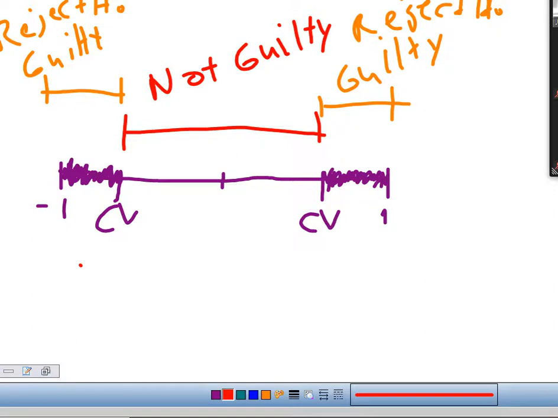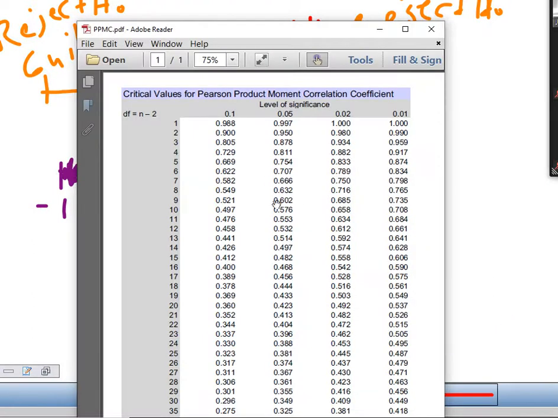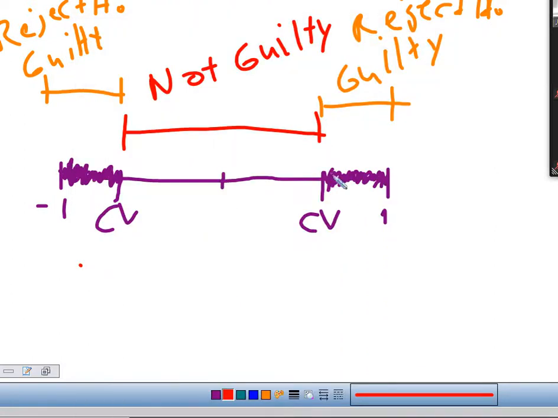So say I look it up and it's, I don't know, 0.632 or something like that. That'd be my critical value. I put it in here, the positive 0.632, and shade, and you also put in a negative 0.632, and you shade this way. So it's just like we did before. You have your critical value, you shade to the outside.